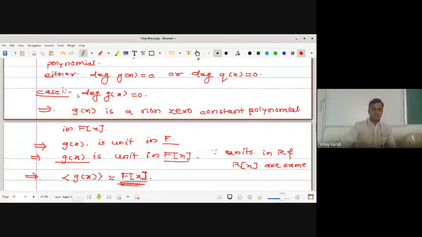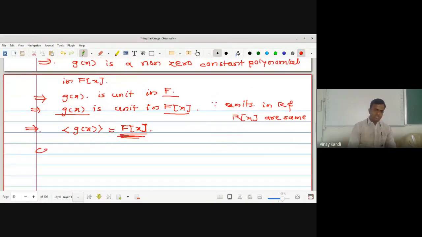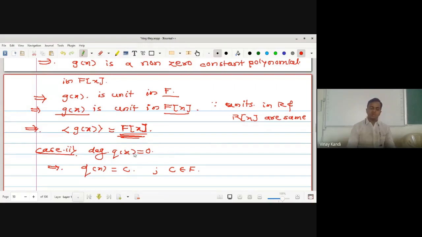What is the second case? Suppose the degree of q of x is 0. Case number 2. Degree of q of x is equal to 0. What it implies? So q of x is equal to c, where c is belongs to f. Okay, कोणाची डिग्री 0 असते, कॉन्स्टंट पॉलिनॉमियलची. समजा तो कॉन्स्टंट पॉलिनॉमियल c आहे आणि c हा कसा असेल, बिलॉंग्स टू f.